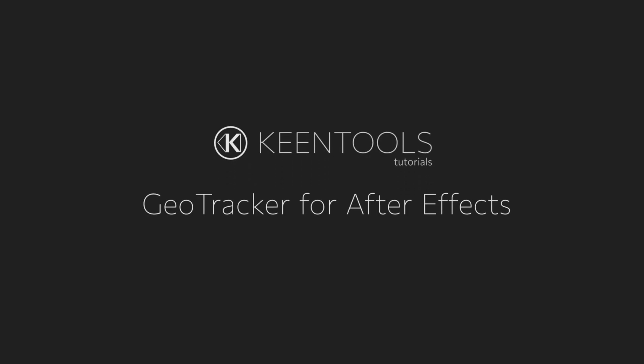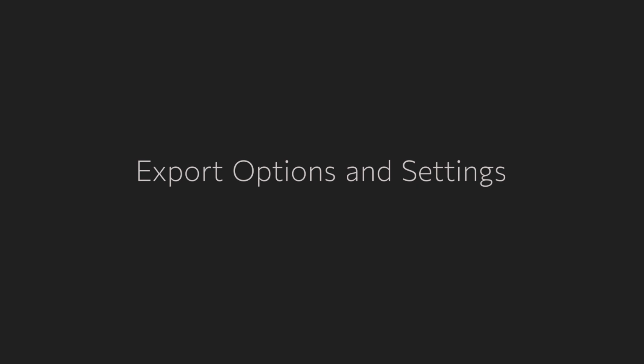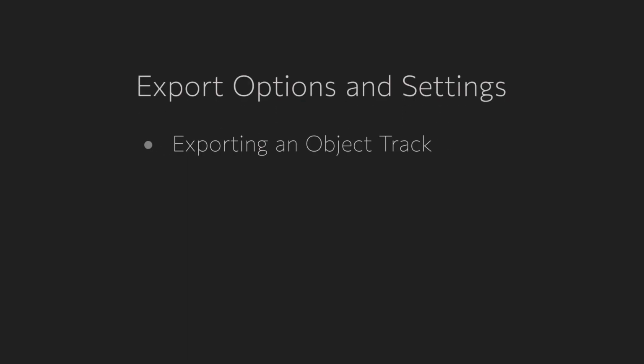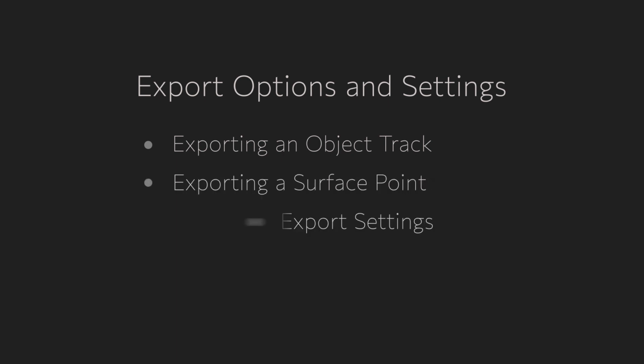Hi everyone, in this video we are going to introduce you to the export options and settings in GeoTracker for After Effects. You'll see how to export tracking results in the form of a track of the whole object, and also as a point from the surface of the object. We'll cover all export settings and talk about the importance of the consistent camera parameters in the composition and GeoTracker.